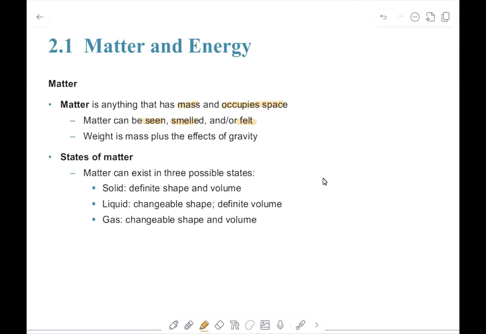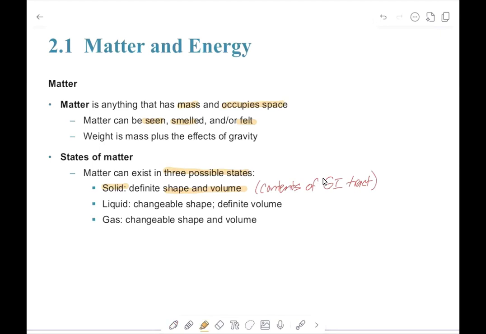As far as we're concerned, there are various states of matter that are in three possible states. First of all would be solid, which has a definite shape and volume. This, of course, would be things like the contents of the GI tract. So, what's in the small intestine and the large intestine.